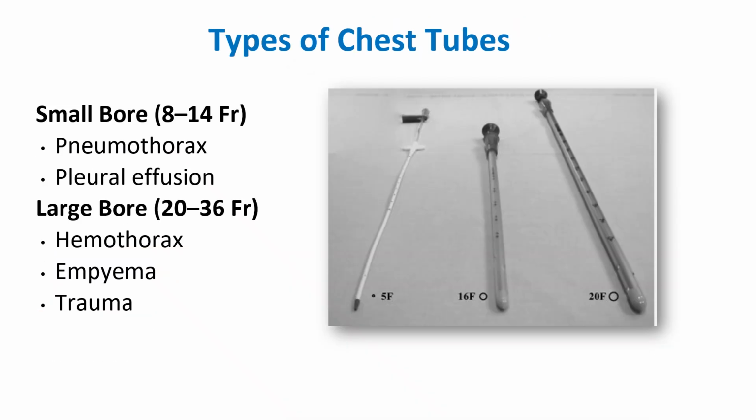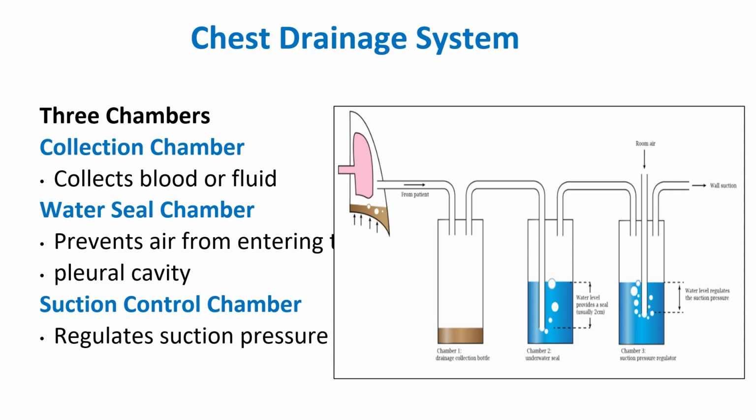Okay? So, types of chest tubes. What are the different types of chest tubes we have? It depends upon the patient's condition and the size of the patient. In case of pediatrics, you may go for small bore ICD tubes, usually around 16 French, and in case of an adult patient, we may go for a bigger size of ICD tube. Next, we have the chest drainage system. Once we put the ICD, we will be connecting it to the drainage bottle, right? So this is the chest drainage system.